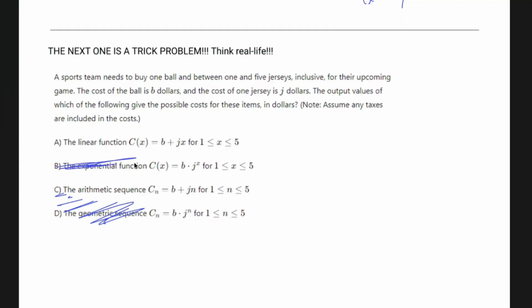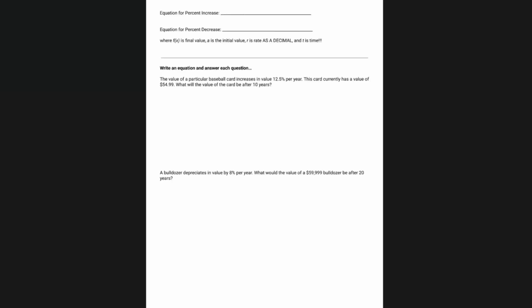So it can't be exponential, and it can't be geometric. Here's the other thing. It can't be linear. And you're like, why? Well, it can't be linear because linear means I'm allowed to plug in whatever numbers I want. But if you remember what we wrote about geometric stuff earlier, that you could only use integers, arithmetic follows the same rules. So this has got to be an arithmetic sequence because you cannot plug in whatever x value that you want. This said it's like from 1 to 5. Great. But that technically means I could buy 1.5 jerseys, and that just doesn't make any sense. So the answer is C. It's got to be arithmetic.